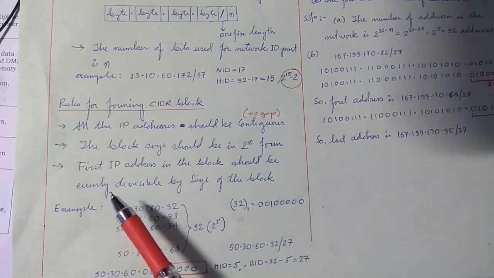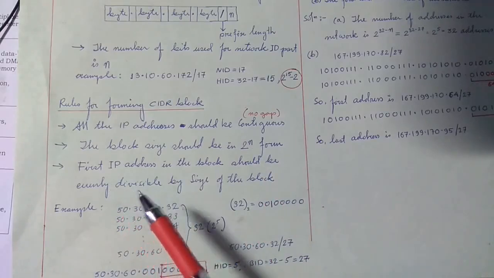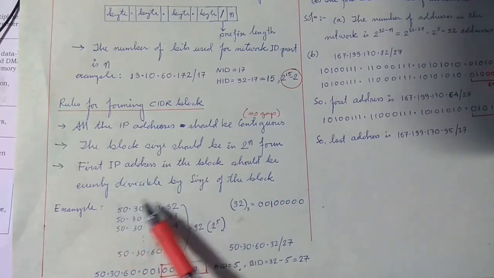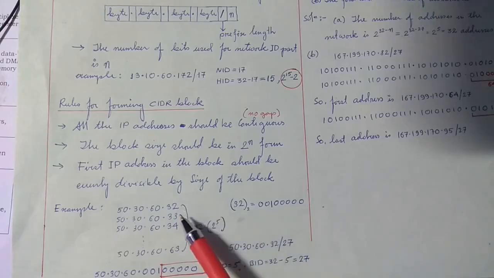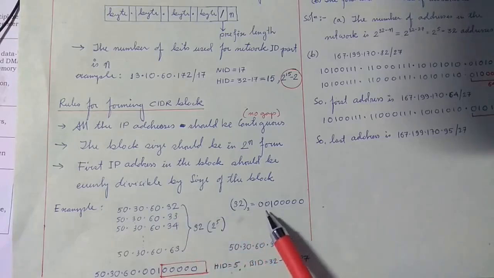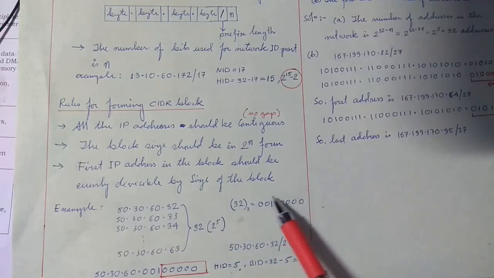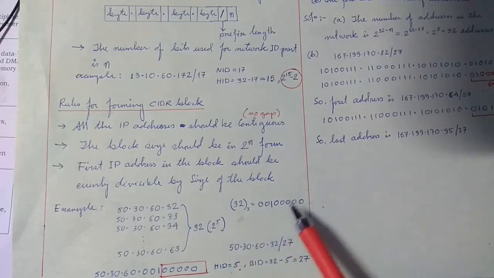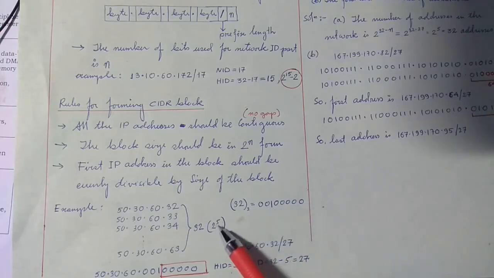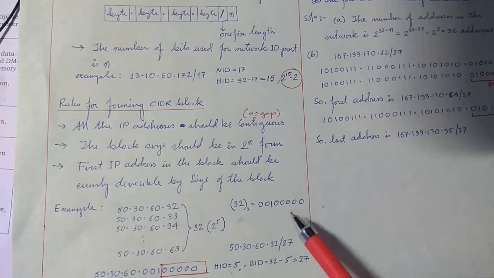The third point: if this is the first IP address, and you write it in binary notation, it is in this format here. So what is the size of the block? It is 2 to the power 5. If you want to see whether the first address is evenly divisible by it, then the last 5 bits should be 0. If the last 5 bits are 0, then we call it evenly divisible by the size of the block. So this is also satisfied here.